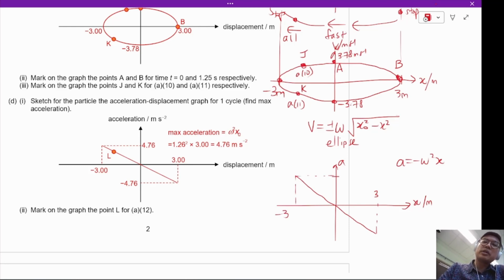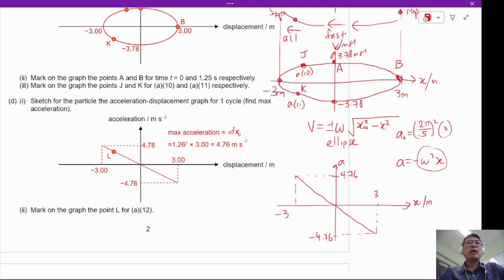The maximum acceleration a naught is equal to 2 pi over 5 squared multiplied by the maximum displacement, which is 3. Okay, and that will be 4.76 meters per second squared on the top and negative 4.76 meters per second squared on the bottom. Now mark on the graph the point L for A12.